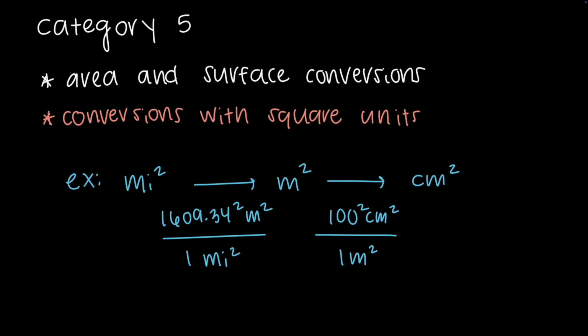In the last category, we have area and surface conversions. These are conversions involving squared units. For example, I could convert from miles squared to centimeters squared by just using the conversion factors that I know I could use between miles and centimeters, but then squaring those values.